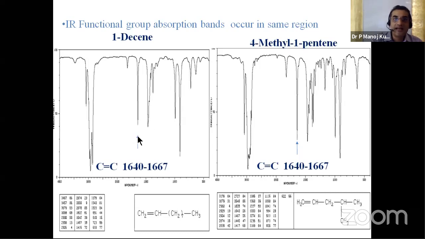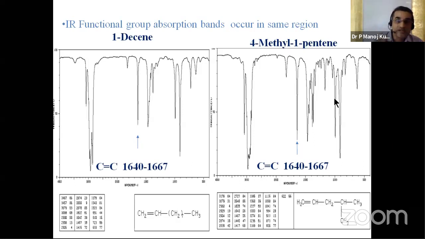You look into these areas, the band that you get between 1640 to 1667 centimeter inverse, it is there in the case of 1-decene as well as in the case of 4-methyl-1-pentene. And similarly, the bands that come between 905 to 915 and 985 to 995, these two bands that you get in the case of 1-decene, you get also in the case of 4-methyl-1-pentene. So this is the significance of IR spectrum.